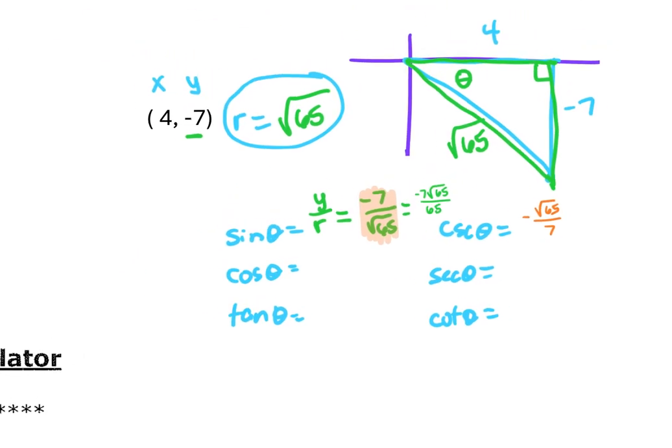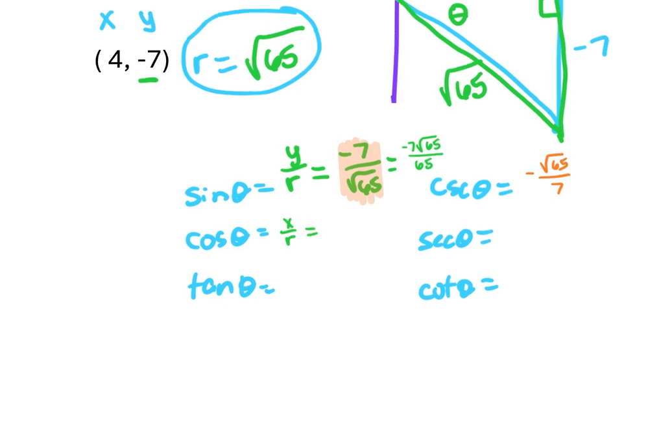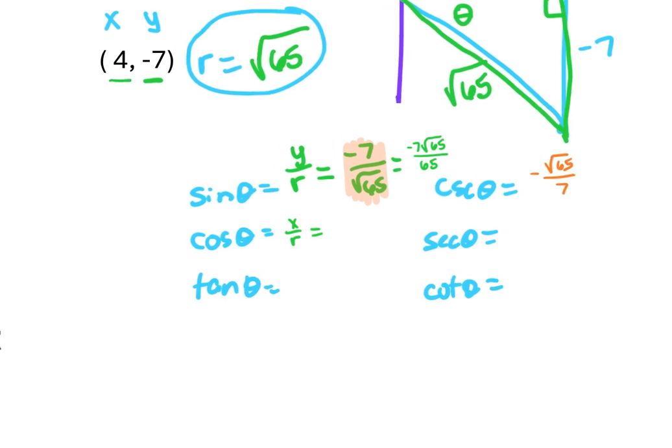All right, cosine. The cosine ratio that we're going to memorize now is x over r. And so we're going to look at the x value, which is 4 over the square root of 65. Yes, we need to rationalize that. So 4 root 65 over 65. And once again, we are going to flip this in order to get our secant value. So square root of 65 over 4.